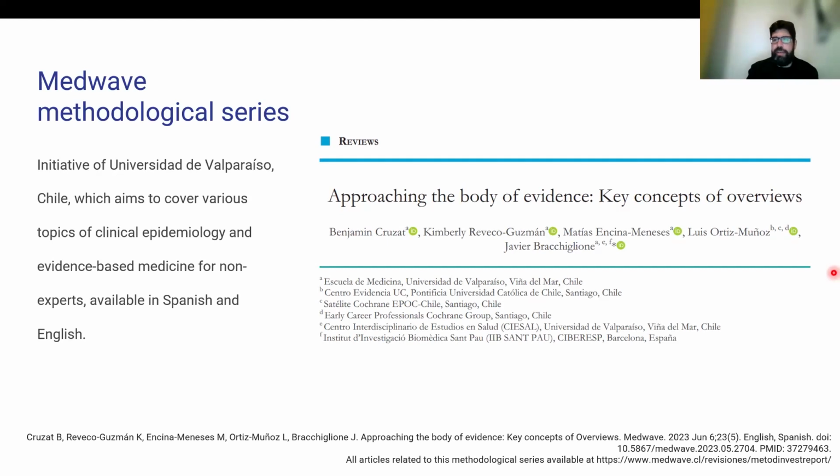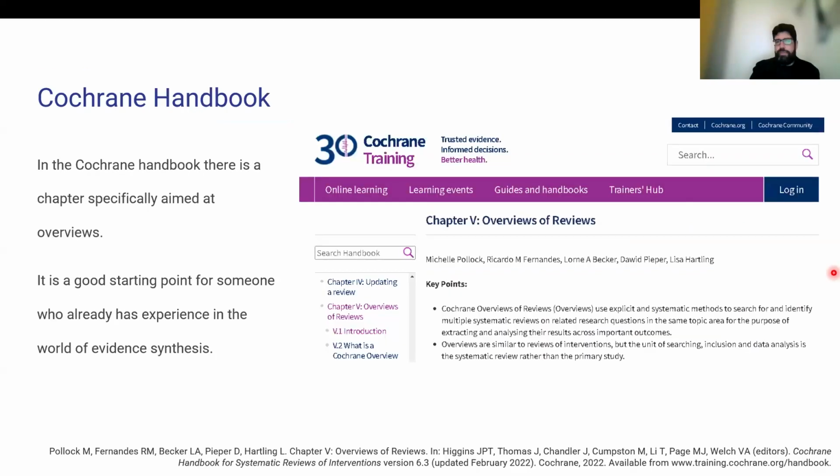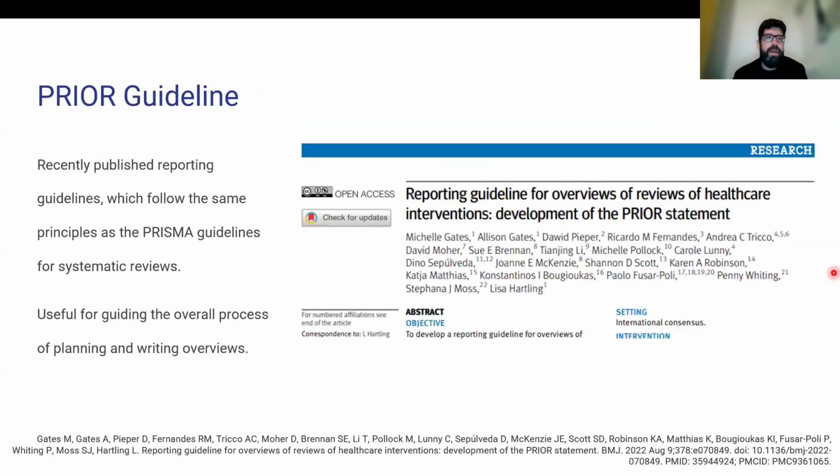This is one of the papers we recently published about overviews. Of course, the new version of the Cochrane Handbook has a chapter on overviews of reviews, where you can find the methodological guidance to do them. The PRIOR guideline should be the preferred guideline to report overviews of reviews. Some recent developments, such as the overlap of primary studies, are included in PRIOR.